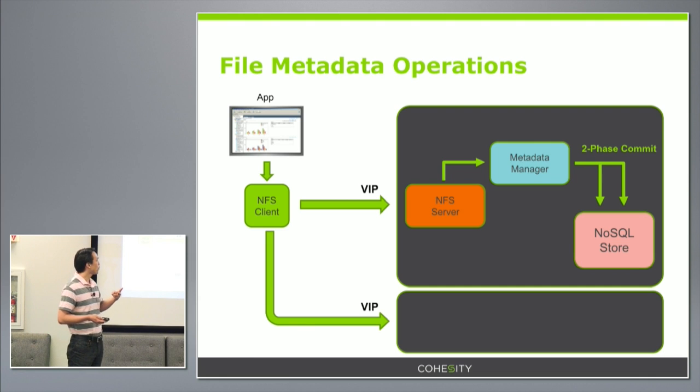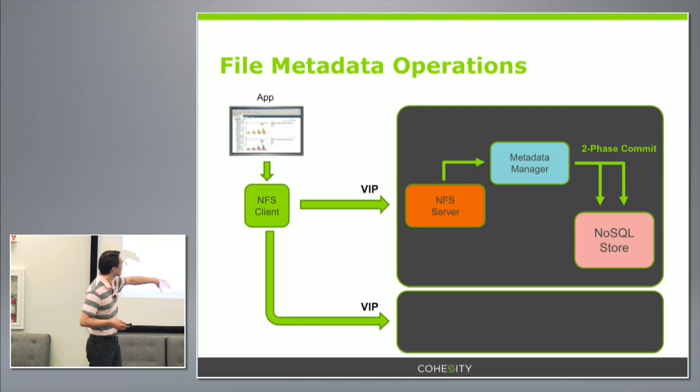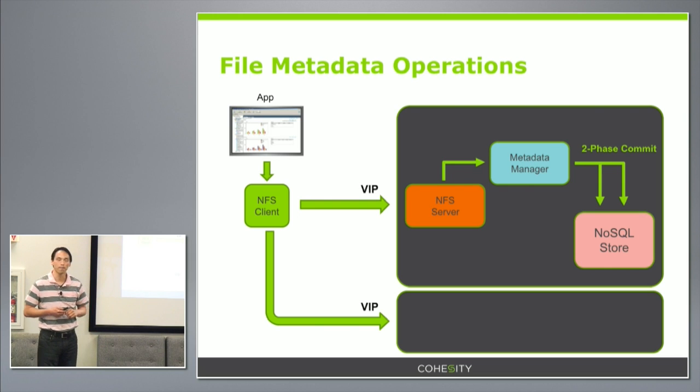And because these two operations have to happen all or nothing, so you've got to have a transactional property, we wrap that in a two-phase commit protocol. Once the two-phase commit protocol completes, it is acknowledged back to the metadata manager, and it goes back to the client, saying the files are created.